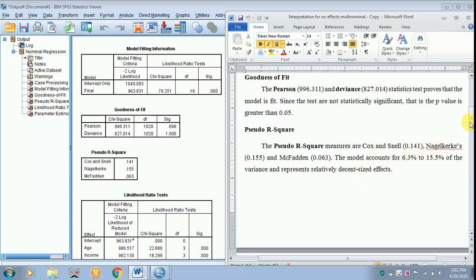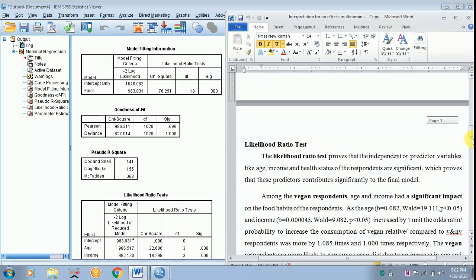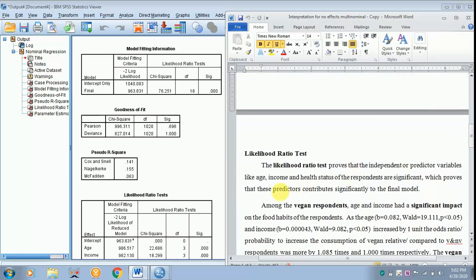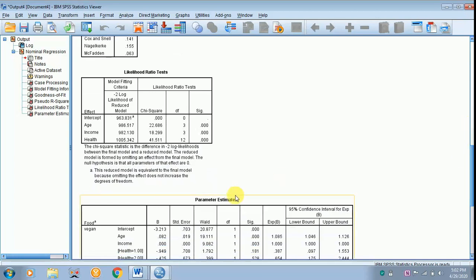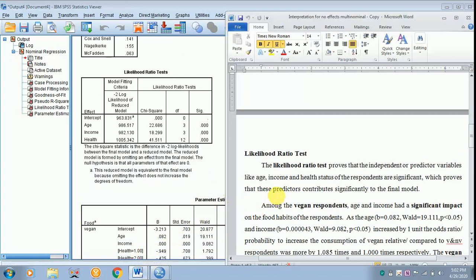Now next we have to go to the likelihood ratio test. I'll just scroll down and minimize this. I'll just bring back the write-up. So for the likelihood ratio test, age, income and health are significant. So these predictors contribute significantly to the final model. This is how you have to write in your research work.